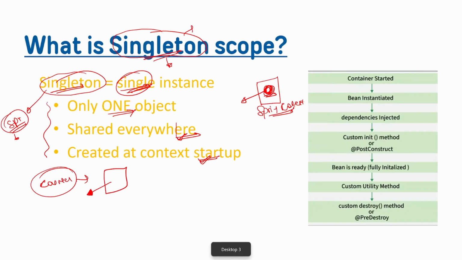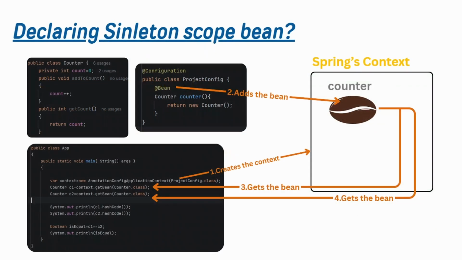So let's see it with the help of an example. What we have done: using this line, we created the context. Upon creation of the context, Spring goes to this ProjectConfig class, sees the counter bean, creates one instance of the Counter object, and adds the bean to the Spring context.